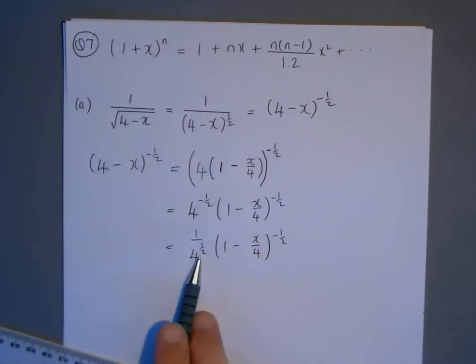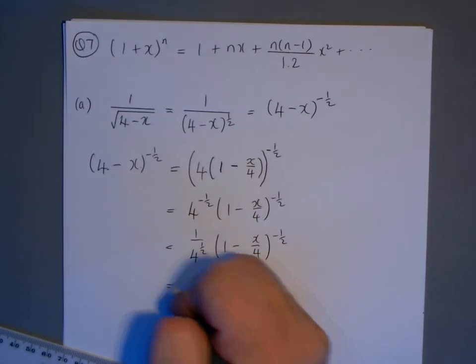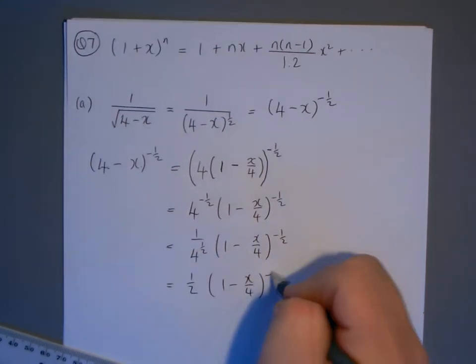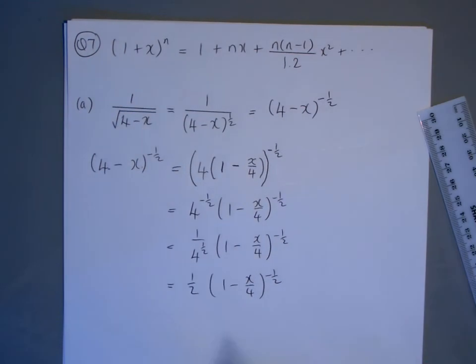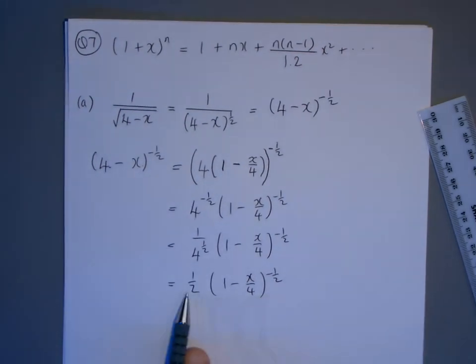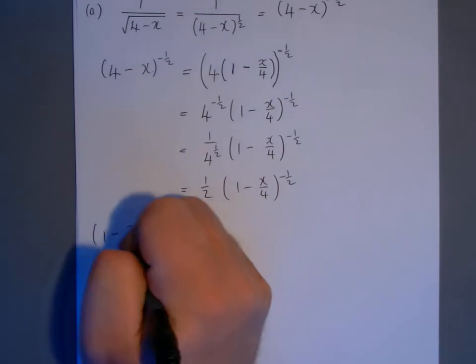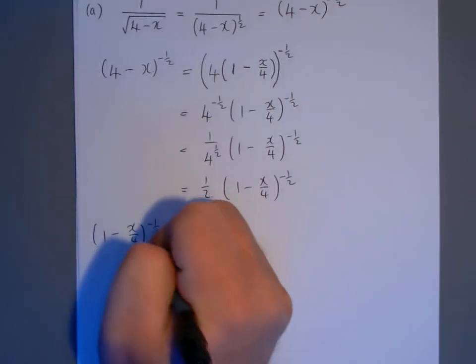Because you take it down, so it becomes positive, and 4 to the power half is just the square root of 4, isn't it? So this will be just 1/2 (1 minus x over 4) to the power minus half. So we've got now something we can expand. There's a half in front, but we'll come back to that later. So let's just expand this here. So (1 minus x over 4) to the power minus a half.